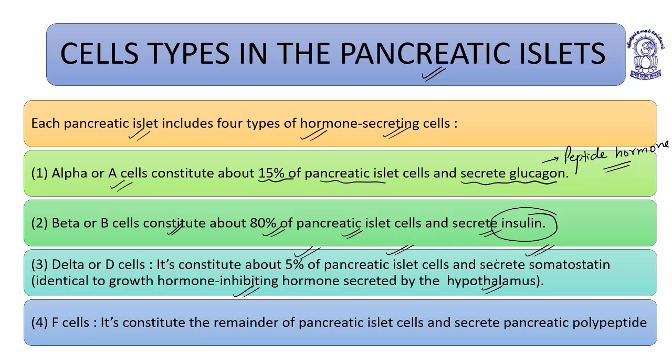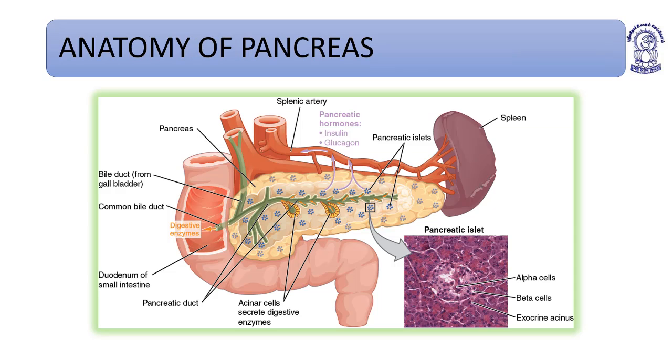So somatostatin is antagonistic to somatotropin, the growth hormone. F cells constitute the remainder of pancreatic islet cells and secrete pancreatic polypeptide. So alpha cells, beta cells, delta cells, and F cells. This is the anatomy of the pancreas.